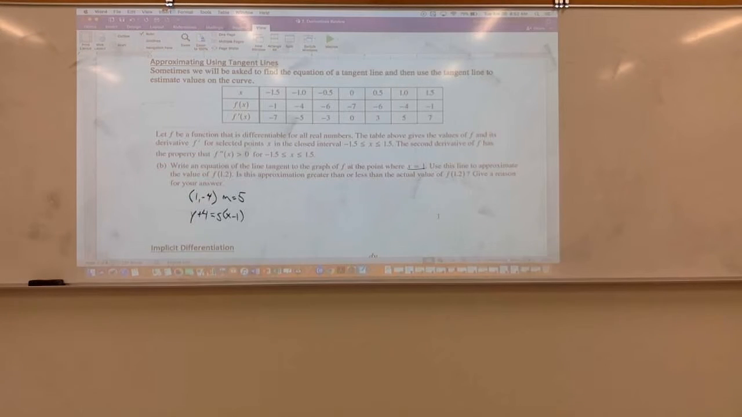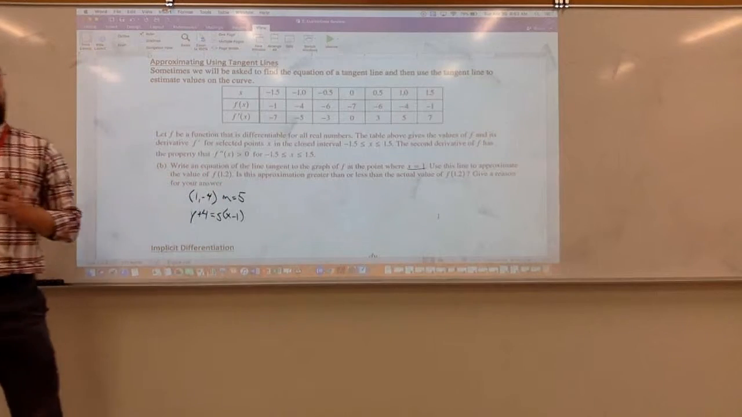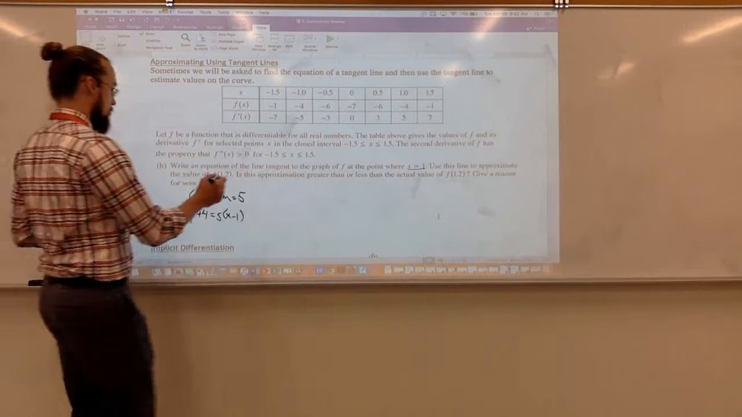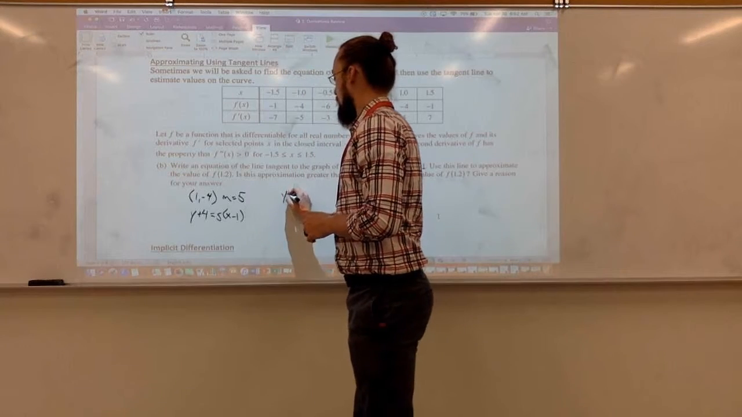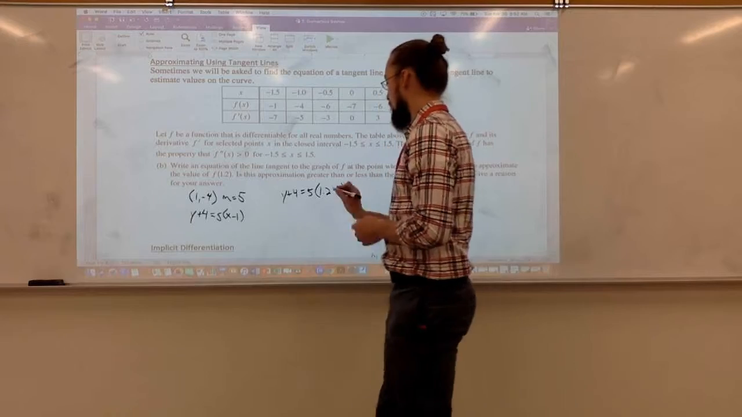Now the second part of this question says, use this line to approximate the value of f of 1.2. So all we need to do is plug 1.2 into this equation for x. So I'll have y plus 4 equals 5 times 1.2 minus 1.